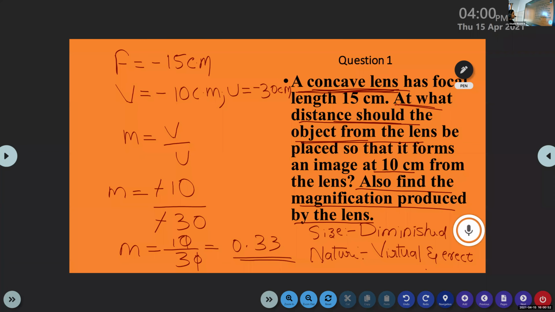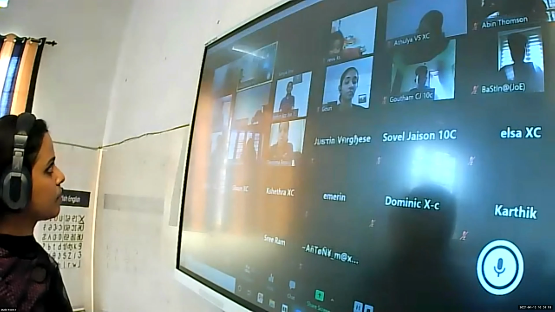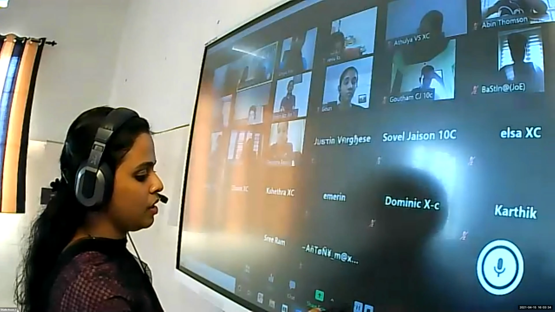So depending upon the value of the magnification, we can predict the size and nature of the image formed. Since the value is 0.33, that is less than 1, we can say the image formed will be small or diminished in size. And depending upon the sign, here we get positive 0.33, so the nature is virtual and erect. This problem is clear?